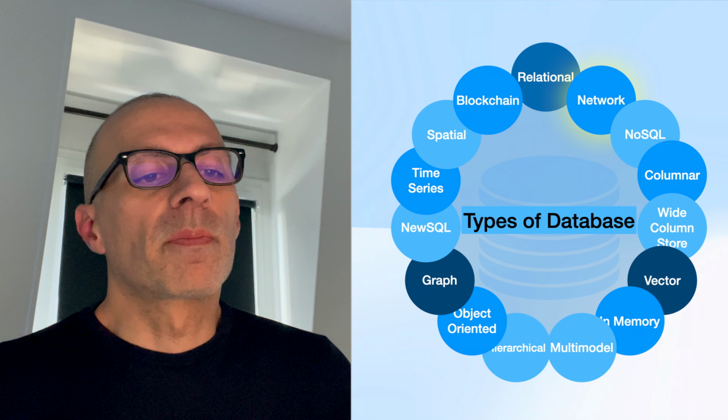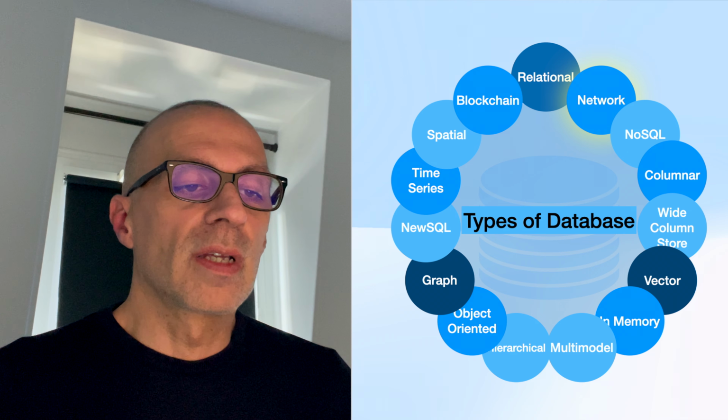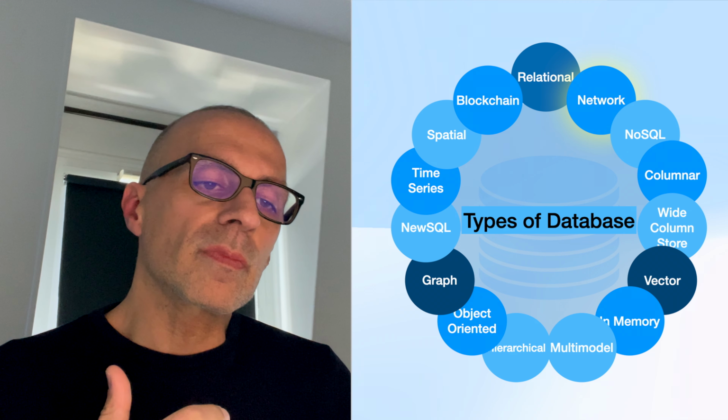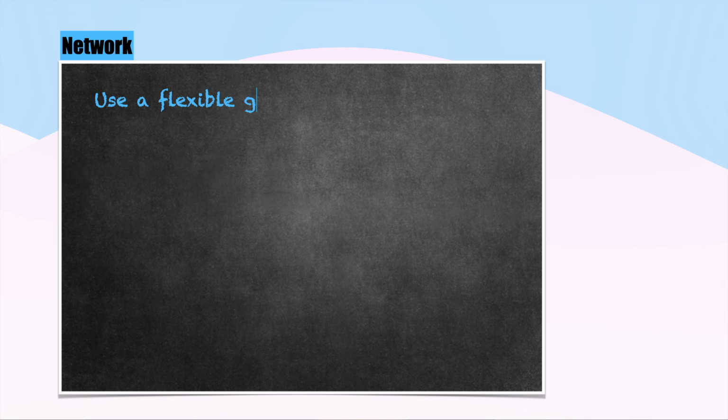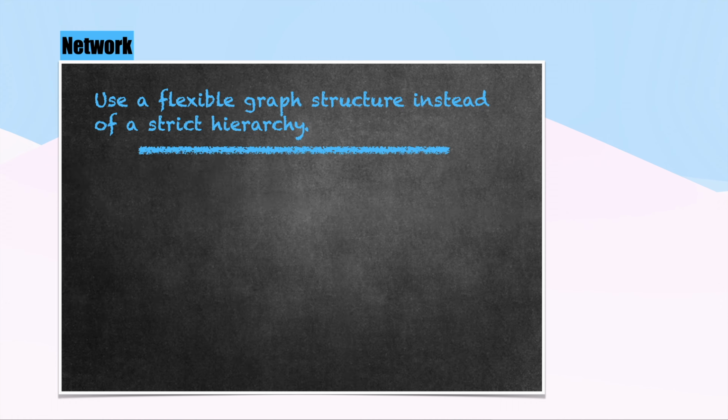All right, let's now explore network databases, a type of database that uses a flexible graph-like structure to store data. If you're looking to understand complex relationships between entities, this database is for you. So let's dive in. Unlike traditional databases, which often rely on a rigid hierarchical structure or tables, as we have seen, network databases use a more flexible graph structure. This allows data to connect in multiple ways, offering more complex and dynamic relationships between entities. Think of it as a web of connections.